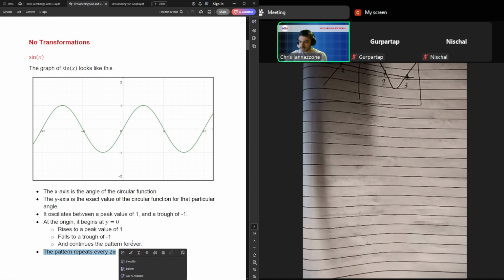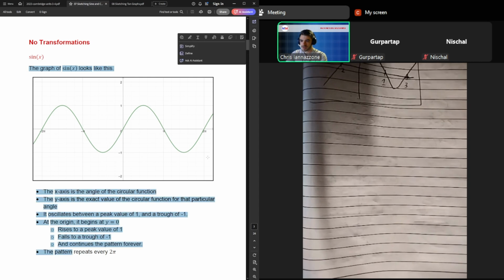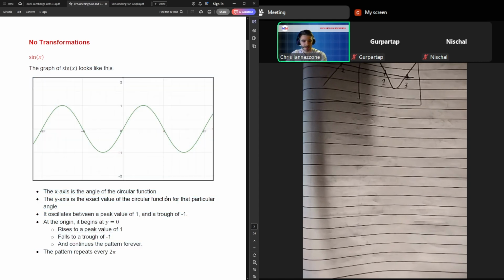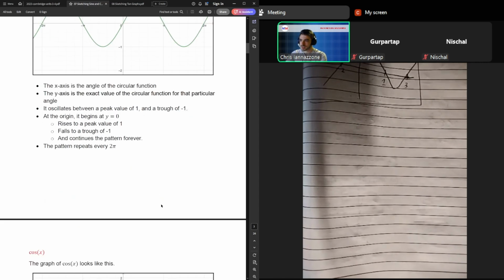And what you'll find is that the pattern will repeat in a fixed width. In the case of sine, it repeats every 2 pi. And we'll talk a bit about how to figure out when your circular function repeats in a bit. That's the basics of sine so far. So if anyone has any questions, either maybe raise your hand or pop something in the chat. I'm more than happy to address anything.